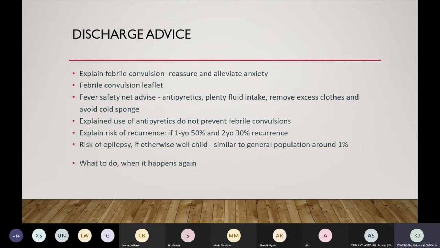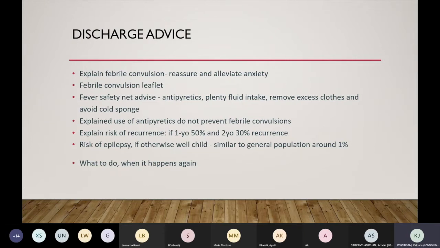They might want to know about the risk of recurrence. The younger the child at the age of onset of the febrile convulsion, the higher the risk of them having it again. So as you can see, if they're 1 year of age, then there is a 50% chance of recurring. If they're 2 years of age, it's 30%. And probably the biggest question that most parents will have if a child had a febrile convulsion is whether the child is likely to have epilepsy. Statistics show that the likelihood of them developing epilepsy is similar to that of the general population, and the prevalence of epilepsy in the general population is 1%.